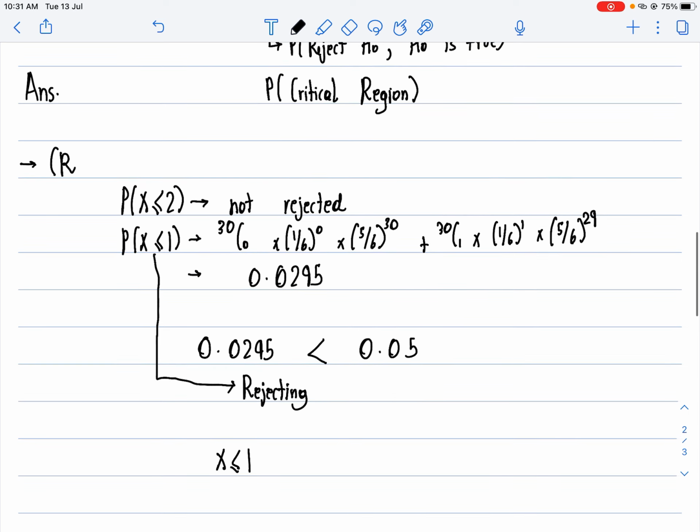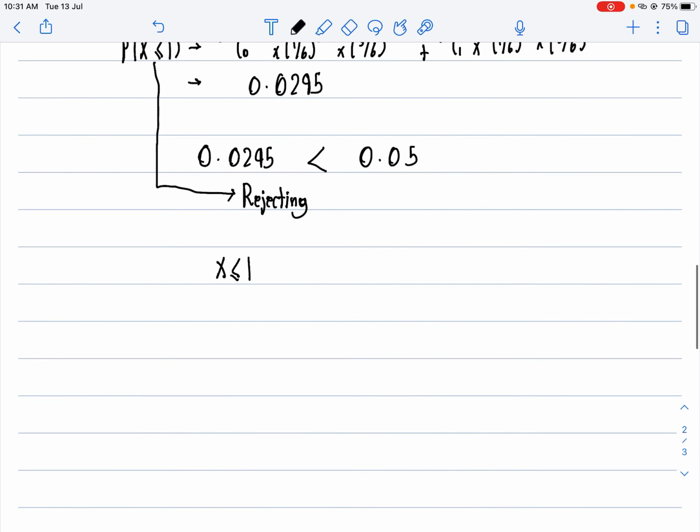Now I need the probability of the critical region, which we already calculated. Basically I need the probability of x less than or equal to 1, which is simply 0.0295. This is what I can write as my final answer.